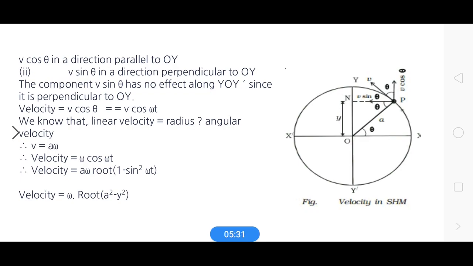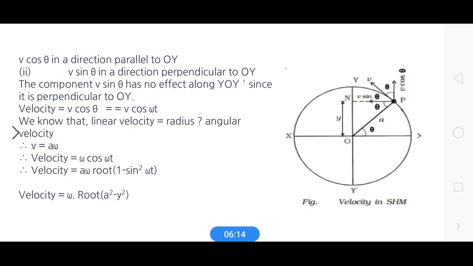v sin theta is the direction perpendicular to OY, and the component v sin theta has no effect along the YOY dash direction. So there is no effect of v sin theta on the foot of the perpendicular. So the velocity of the particle executing SHM is v cos theta. So theta is equal to omega t, I am substituting the value of theta as omega t. So the velocity of the particle executing SHM is v cos omega t.